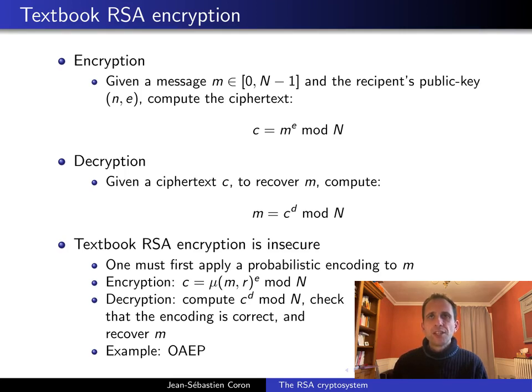To encrypt a message M between 0 and N minus 1, using the public key N and E, we compute the ciphertext C, which is M to the power of E modulo N. And then, to decrypt, we recover the message M by computing C to the power of D modulo N.